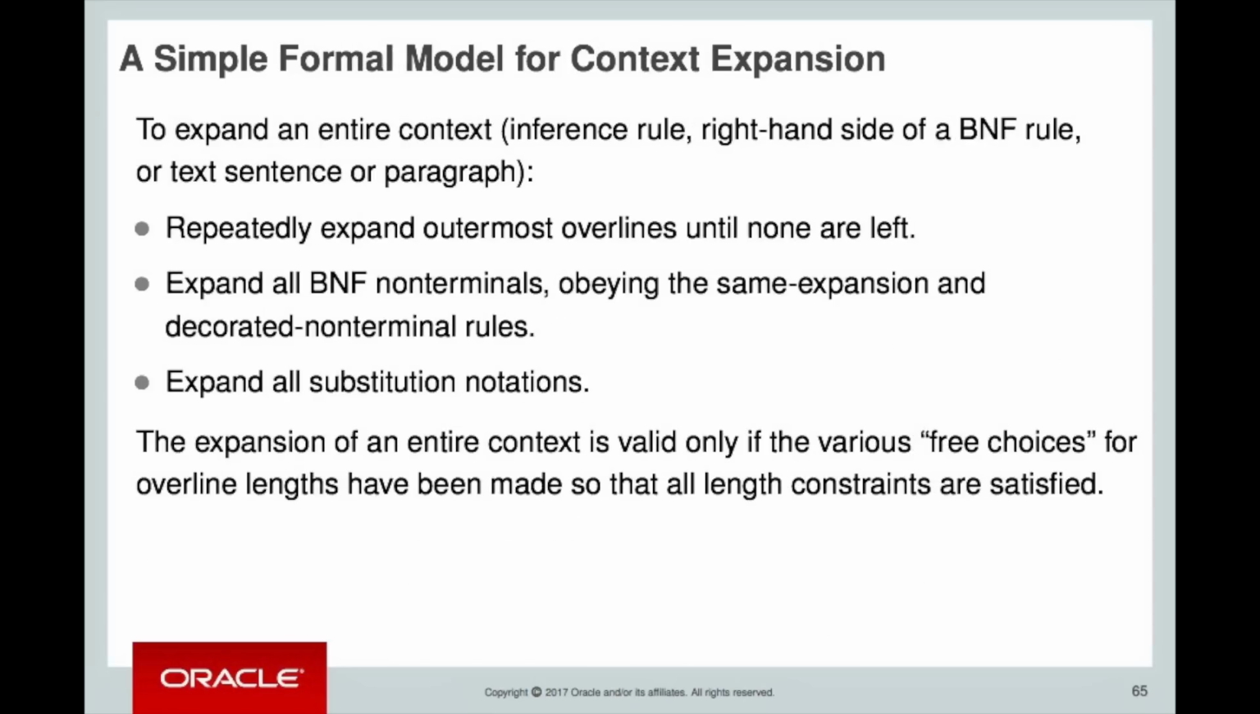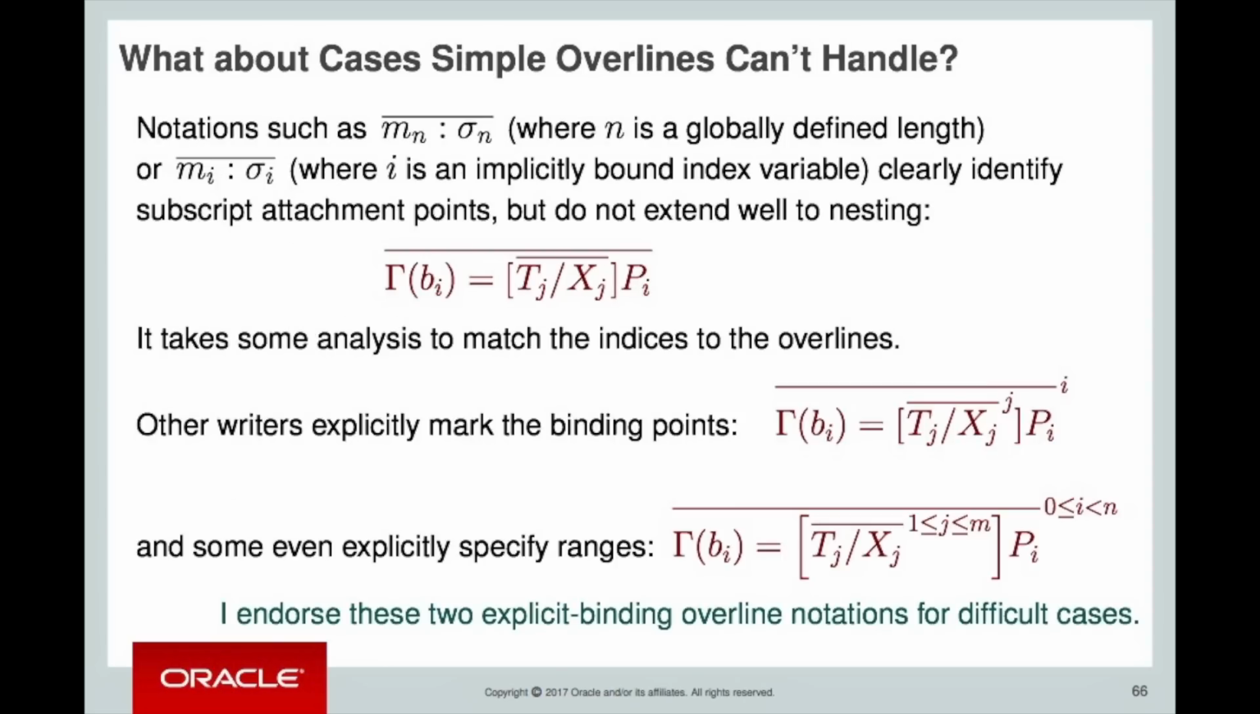I'm going to skip ahead. What about cases that simple overlines can't handle? Some authors have tried using letters as subscripts to indicate the attachment points. The problem is that the binding point of the variable is not indicated explicitly. Other writers, look at the bottom of this slide, put the binding point next to the overline at the right.